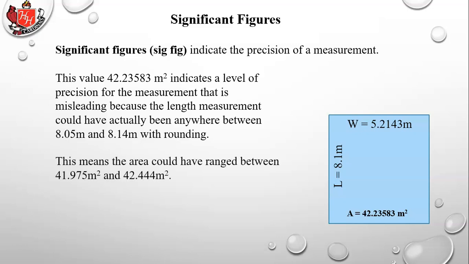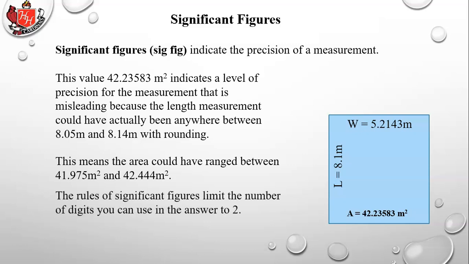This means that if you multiplied those two numbers, 8.05 and 8.14, by the very precise width measurement of 5.2143, you could get an area that would range between 41.975 square meters and 42.444 square meters. So that's quite a variation in the range of the final answer. The rules of significant figures limit the number of digits you can use in this answer to 2. And so the answer is actually going to be 42 square meters. That's what you would actually report it as.